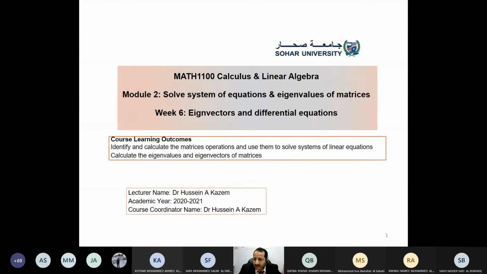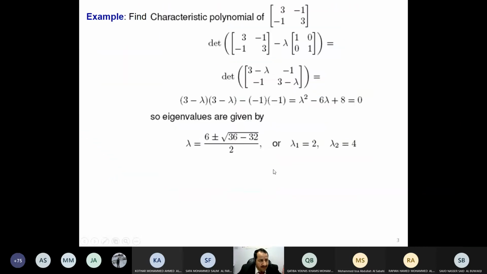We'll come back again to module 2, where we're still talking about using matrices, eigenvalues and eigenvectors to solve a set of equations, either linear, or, as we'll see soon, sets of differential equations. I will take more examples here to practice the same point. So let's take the first example.